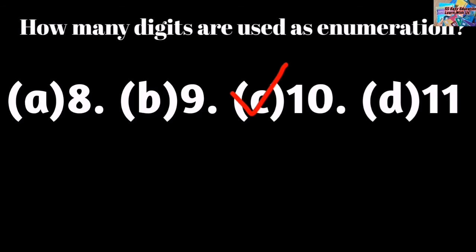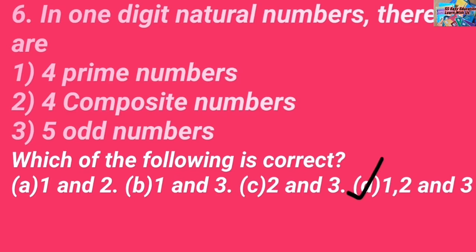So now number 4. How many digits are used as enumeration? Enumeration means you have to count. How many digits are used for counting? There are 10 digits, that is 0 to 9. We know that, don't we? 0, 1, 2, 3, 4, 5, 6, 7, 8 and 9. So these numbers are used as enumeration. Okay everyone? Next is number 6.